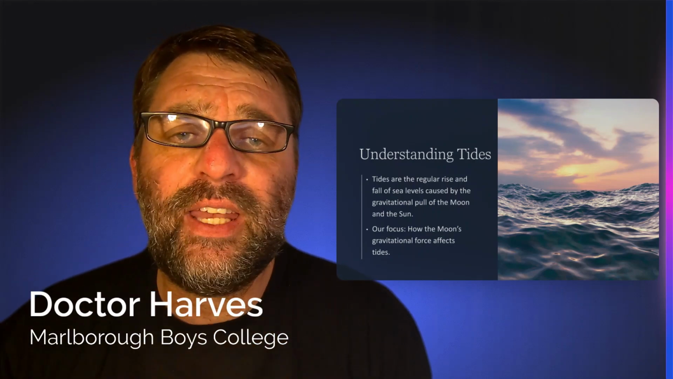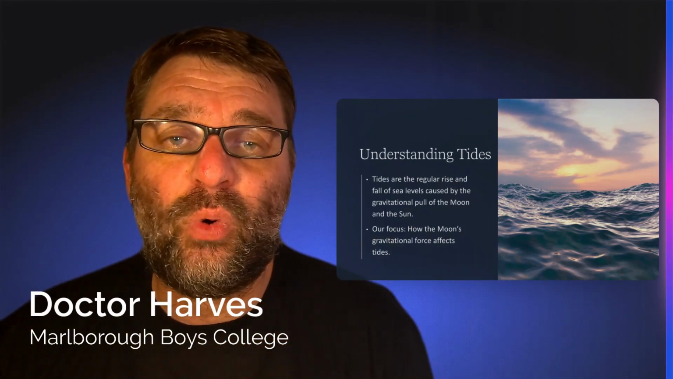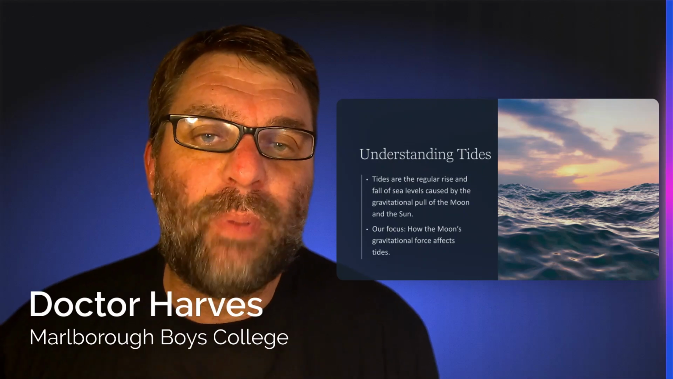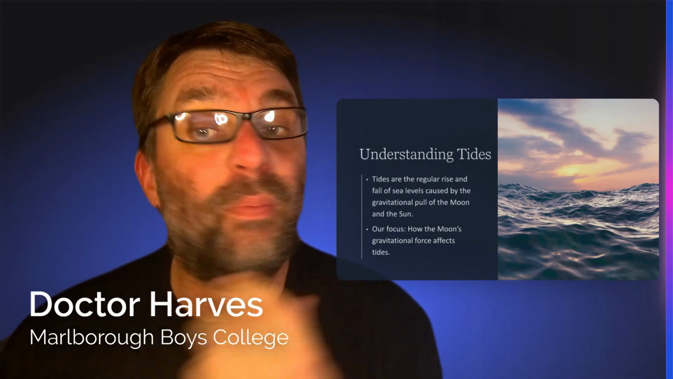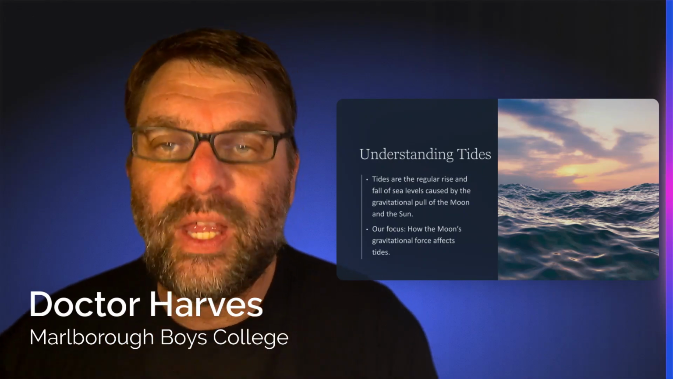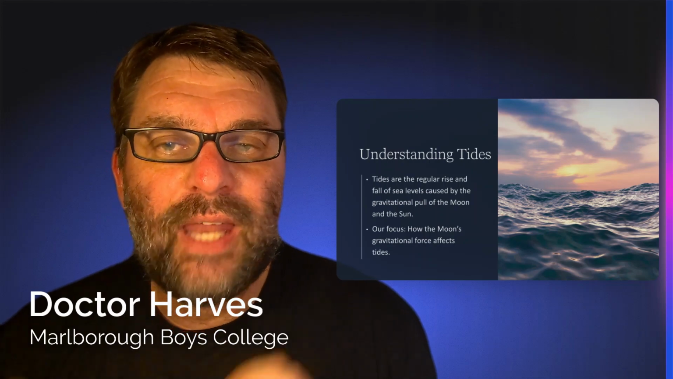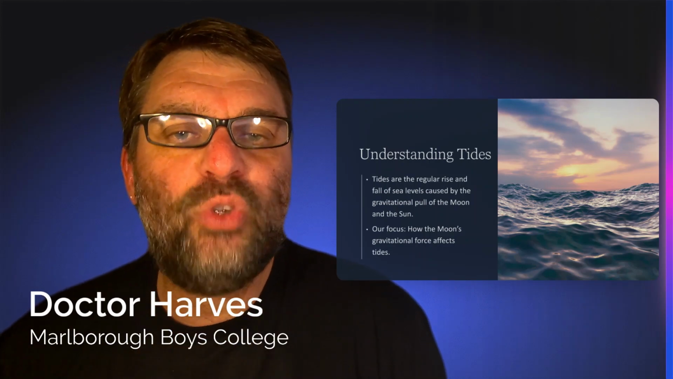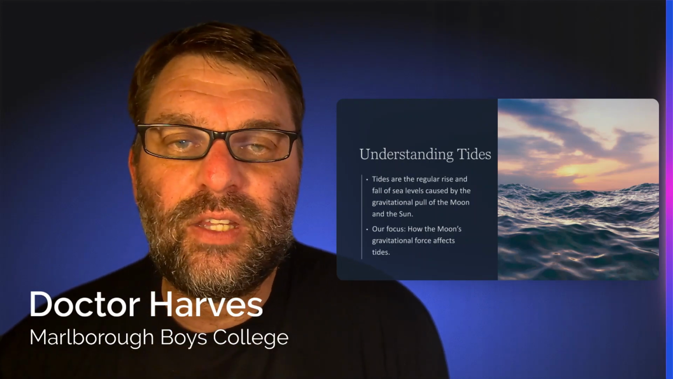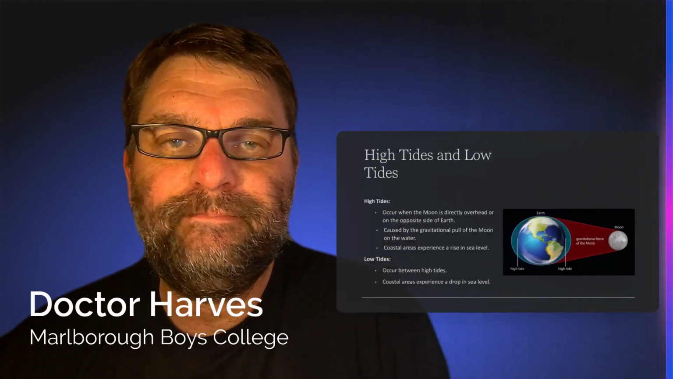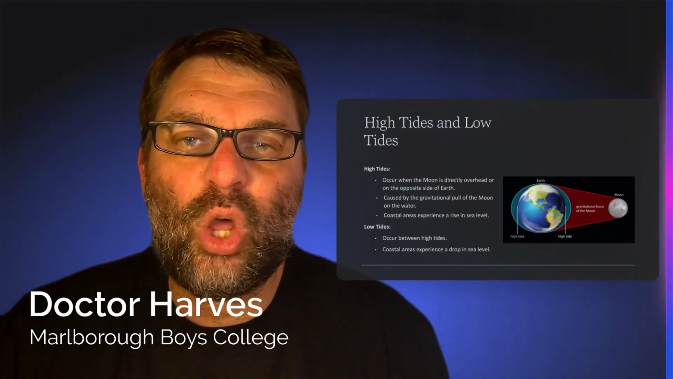So essentially a tide is the regular rise and fall of the ocean caused by the gravitational pull of the moon primarily, and also in some cases the sun. And the focus of this lesson will be how the moon's gravitational force affects the tides and creates those tides. So high and low tides.